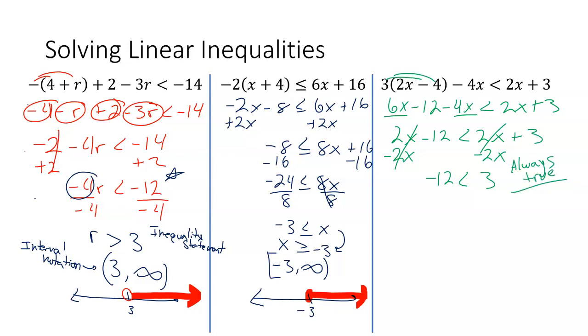Well, when we had an equation and we were left with a statement that was always true, what did that mean about our solution set? Infinite solutions. All real numbers. Because it doesn't matter what value I plug in for x. That left side will always be less than that right side. Every single time. So we have all real numbers. Or we could use the set symbol for all real numbers. Infinite solutions.